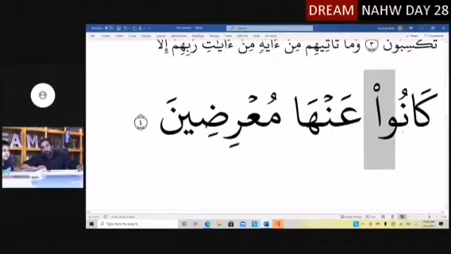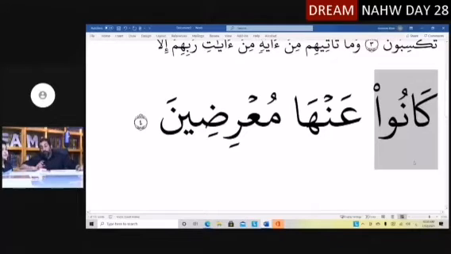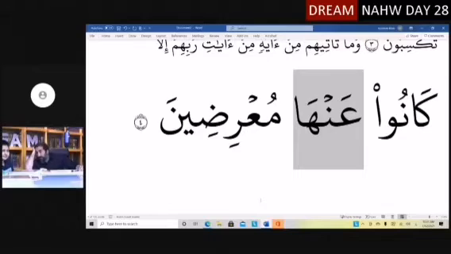This is the hum version, right? Which means you don't look for an outside ism. Remember we used to say you don't look for an outside doer? Same thing, only we call it ism now. So the ism of kana is already inside it, which is hum. So kanu on its own is a complete mubtada. Kanu is the mubtada. Anha is the muta'alliq bil khabar.